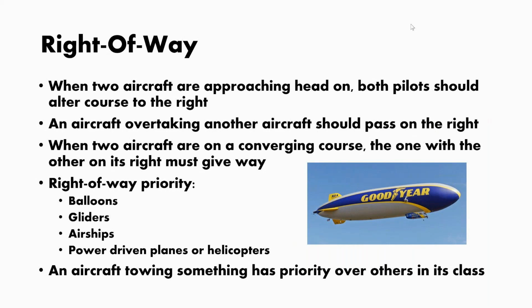The next one would be airships, like the Goodyear blimp you have right there. Even though it's a little hard for it to move around, it can still stay up in the air for as long as it wants, essentially, unlike a glider. And then the rest, so any power-driven plane or helicopter. The last little note there: an aircraft towing something has priority over others in its class. So if a Cessna and another Cessna are about to hit each other, but one of them is carrying a banner behind it, or towing a glider, for example, it gets right of way against the other plane in its class.